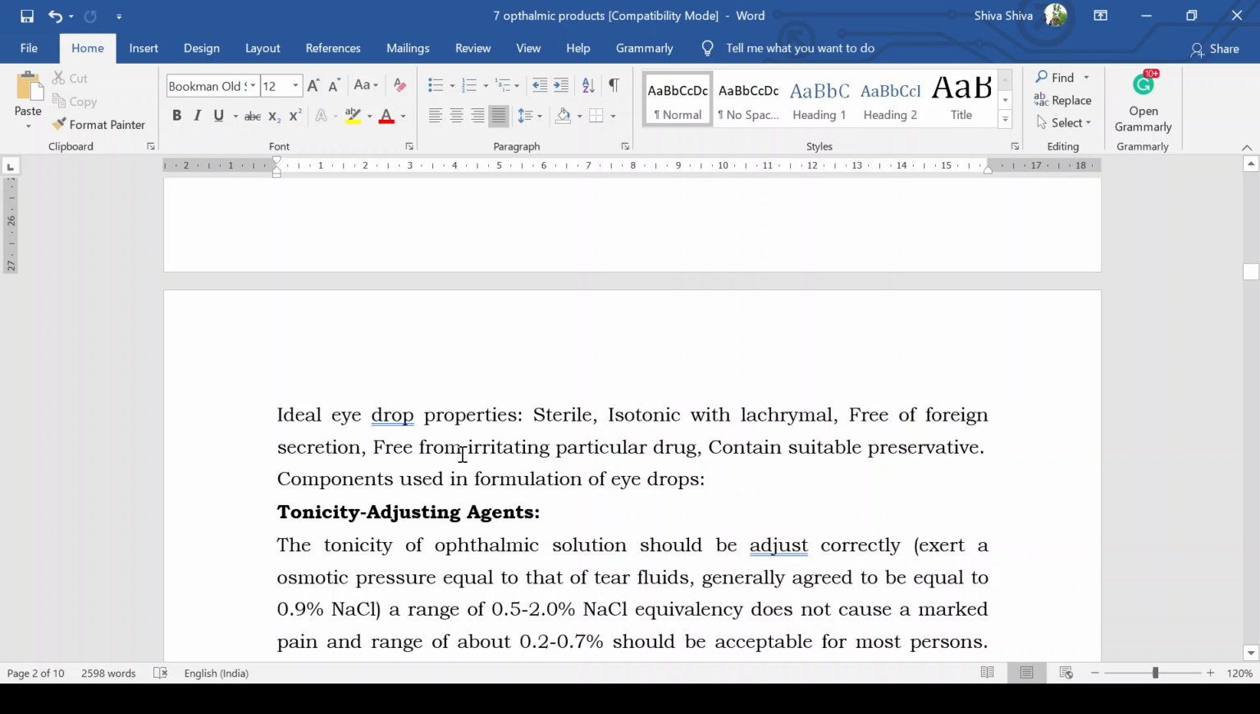Ideal eye drop properties. So what should be the ideal eye drop properties? Now these ideal eye drop properties are the same as that of ideal properties of any ophthalmic preparation. What are those properties? The eye drop should be sterile, should be isotonic, should have pH as that of the eye, should be free from microorganisms, should be free from any particulate matter, and should have a suitable preservative.